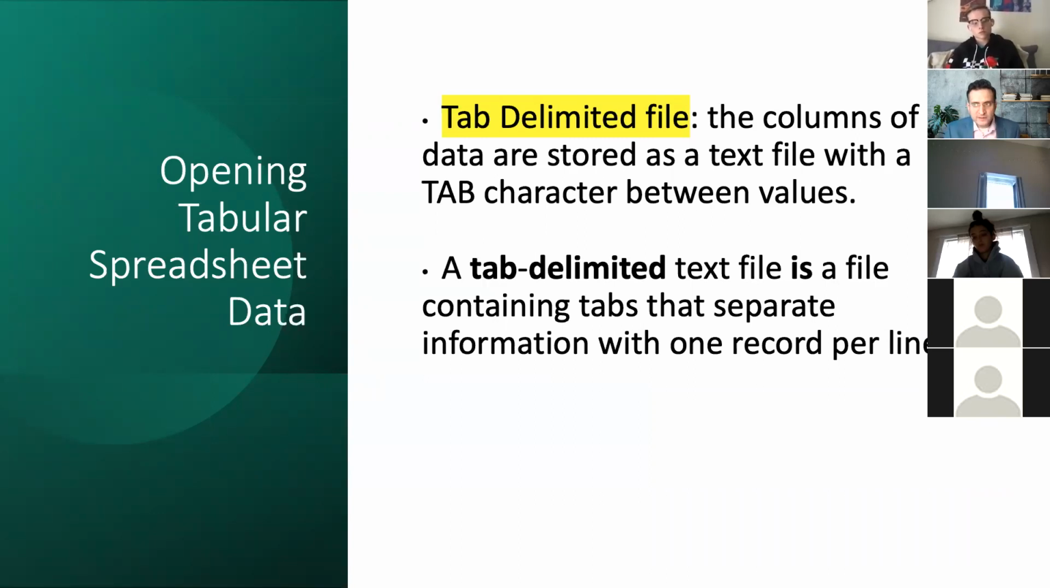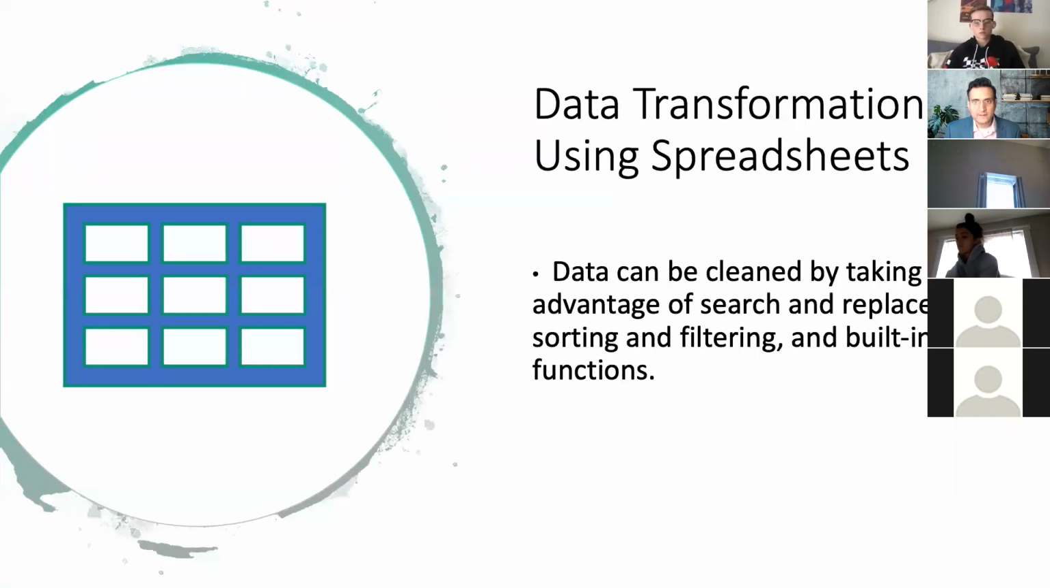A computer doesn't understand this the way we do. It might read this tab delimited file as: the columns of data are stored as a text file with a tab character between values. What makes those words readable? The space between the words makes that sentence readable. If there's no space, it's going to be like one word. So that's how the concept of a tab comes in, okay?